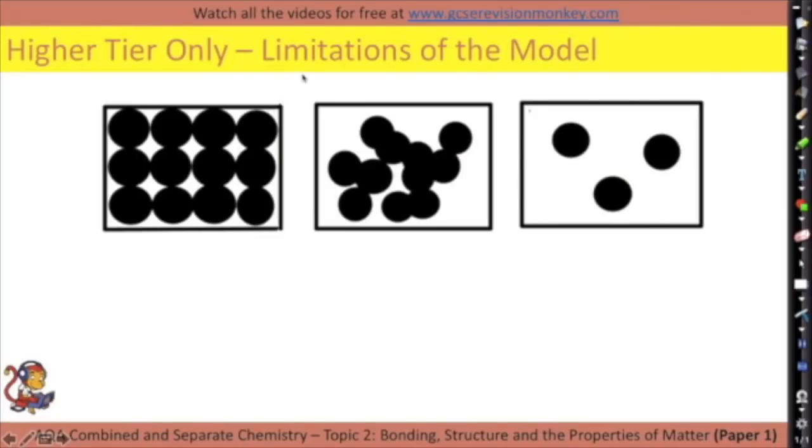Higher tier pupils will need to be able to write about the limitations of the model. So that just means what limits there are to drawing particles in this way as a solid, liquid or a gas. So what the examiner is looking for is the idea that particles aren't really spherical.